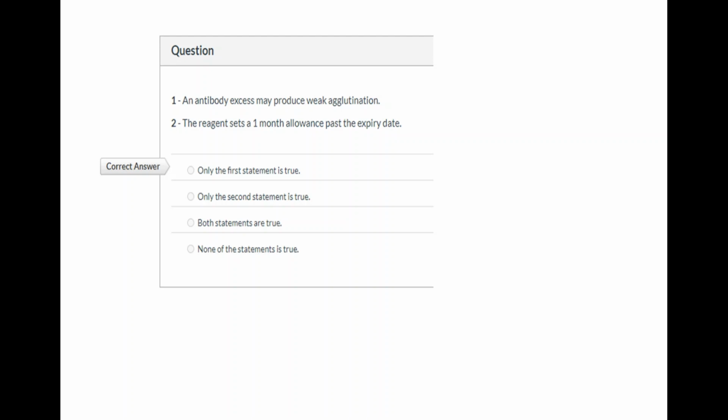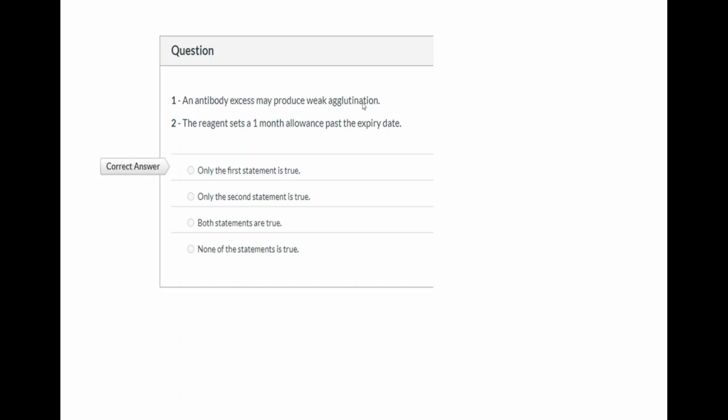The reagent has a 1 month allowance past the expiry date. For testing in the laboratory, when it comes to reagents, no, there is no allowance. Okay? Because reagents are very critical once they are opened. There is only a particular period for their shelf life, and if the reagents are expired, we are not advised to use expired reagents. That is why it is important that before doing any testing, you have to check for the expiry of the reagents. Because if the reagents are expired, it will yield either a false positive or a false negative result.